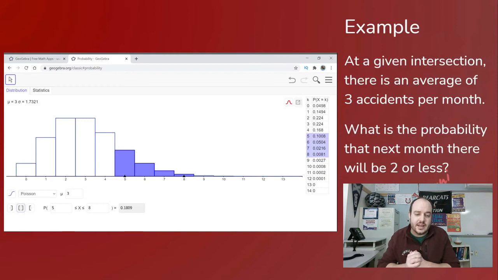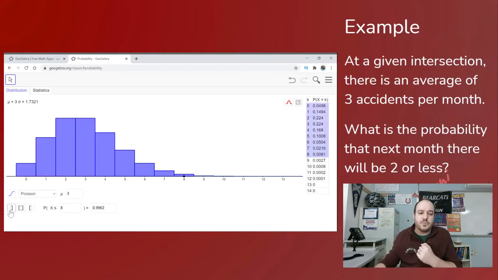So you have to be careful here, because if it says something strictly less than three, well, three is not less than three. So you will have to put in two because it includes the number. But in this case, it does say two or less. So it's including it already for us.